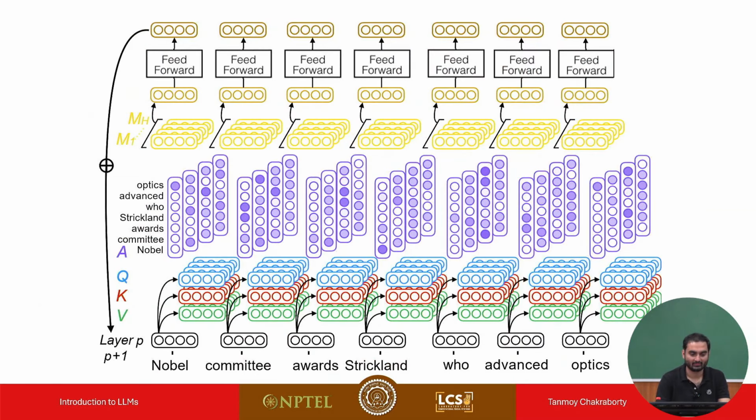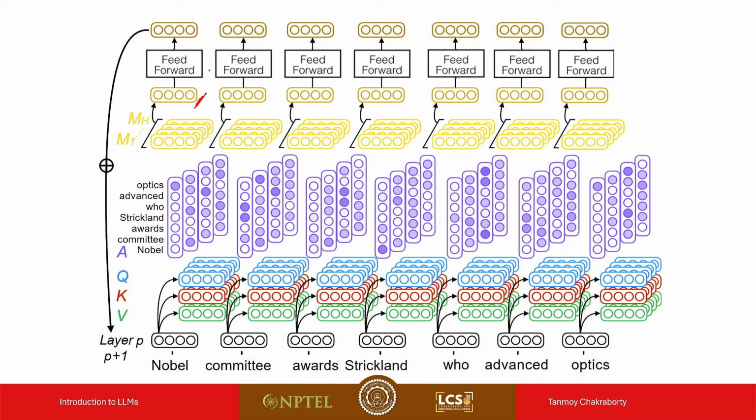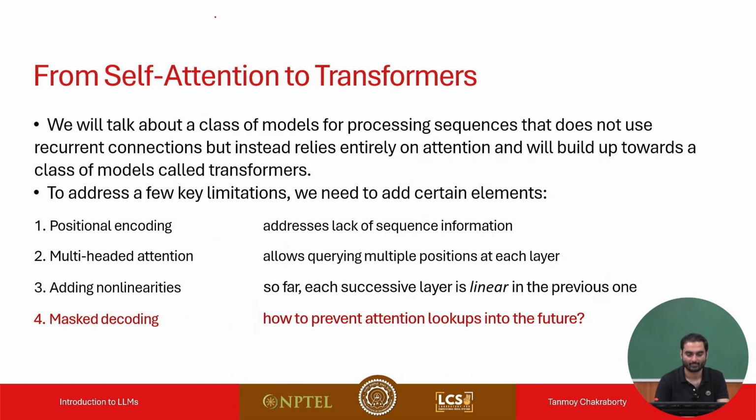Okay, let's move on. This is the resultant picture now. So far we discussed up to this part. Now we have a feed forward network which will result in another vector. So we have added non-linearity.